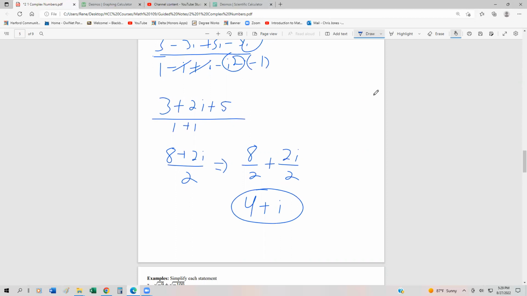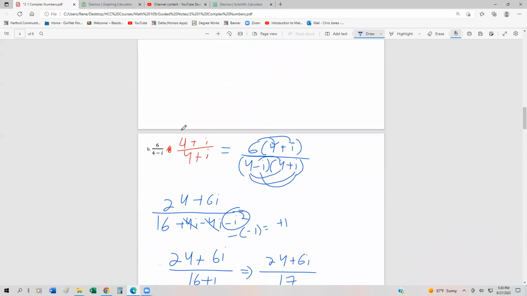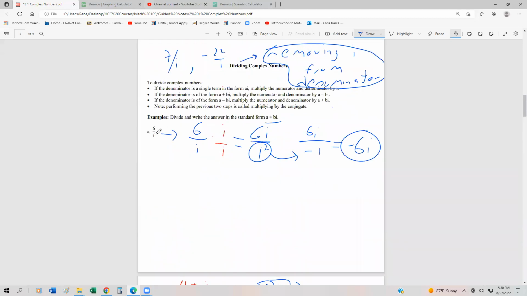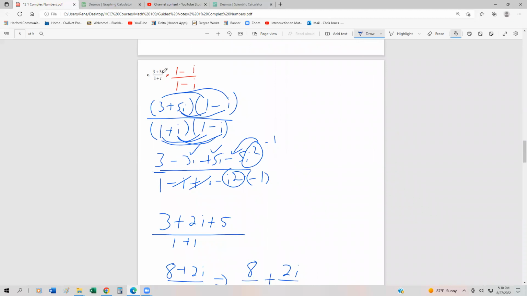So that's how we divide complex numbers. We just either multiply by i over i, if it ends up being a single i in the denominator, or we multiply by the conjugate, which is just changing the sign in the middle of the denominator. Okay, we don't care what the numerator is. The numerator can be whatever it wants to be, but we just change the sign to get to that conjugate.